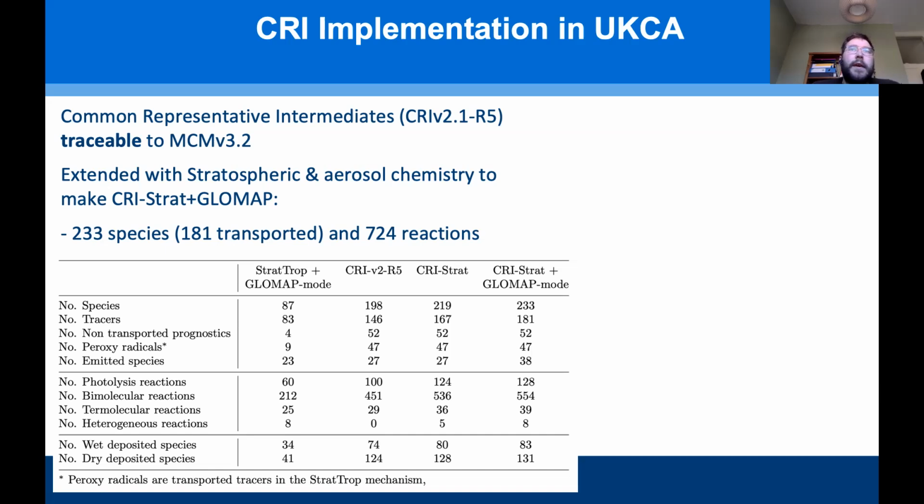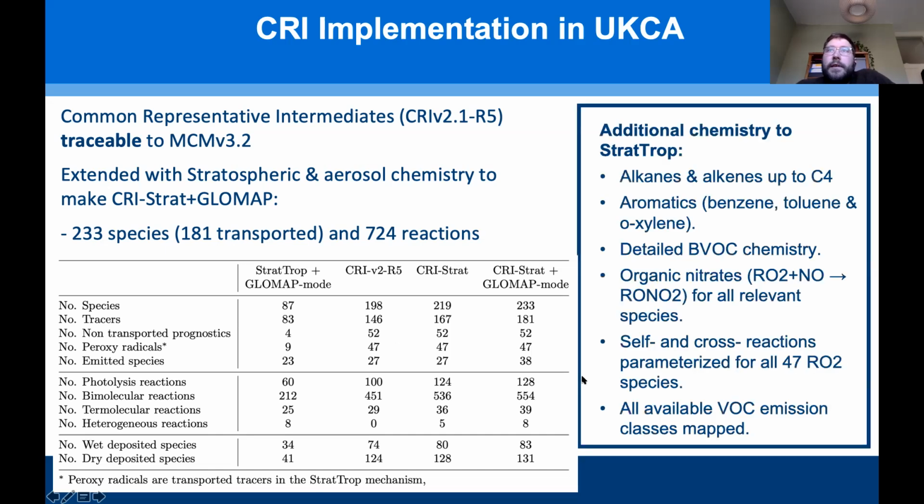And you can see here that you have over a doubling in the number of transported species, and particularly a huge increase in the number of proxy radicals, going from 9 proxy radicals to 47. But I set it up so that those aren't transported, so that does actually reduce the computational cost a lot, and you don't need to transport them because they're so short-lived. You can also see that the number of chemical reactions has more than doubled, going from 212 bimolecular reactions to 554. So this is a huge increase in the complexity.